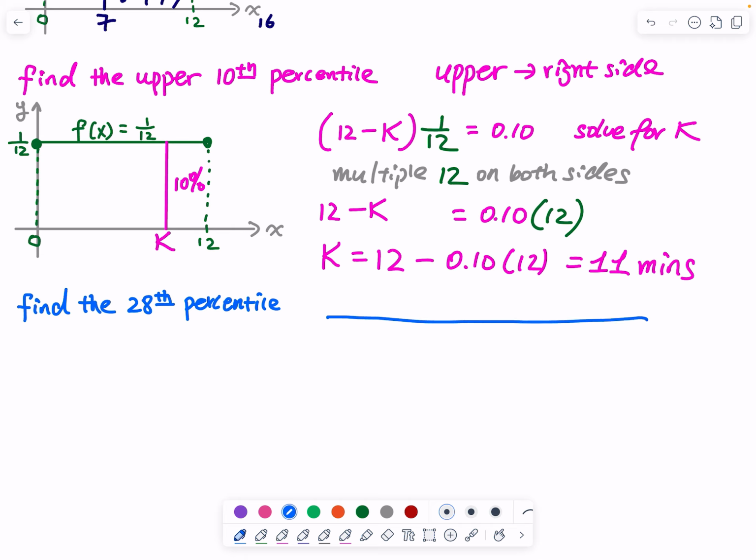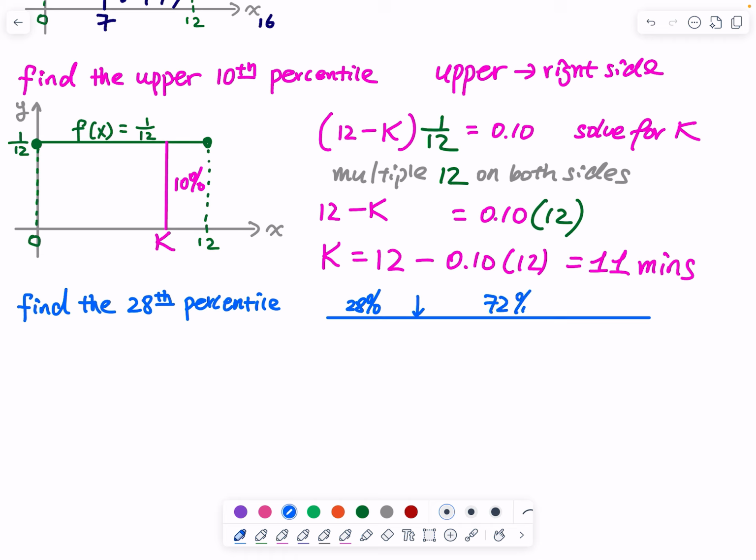So let's say you took a test, okay? Let's say your class, 40 people, they took a test, and then your score is standing on the 28th percentile. That means you are right here. You have 28% of people below you, and in the meantime, 100 minus 28 is equal to 72.